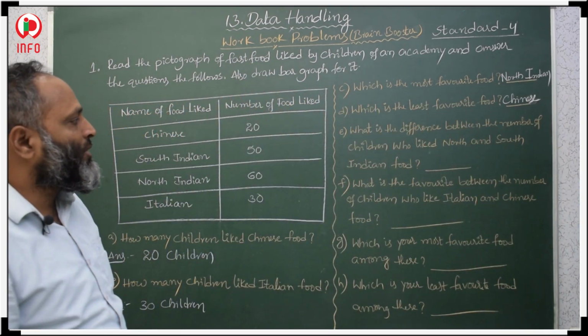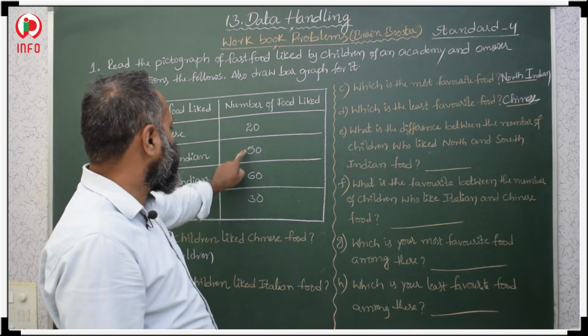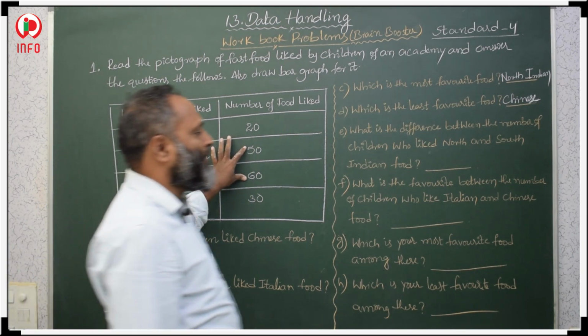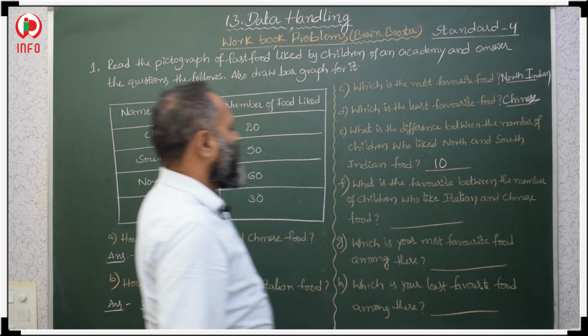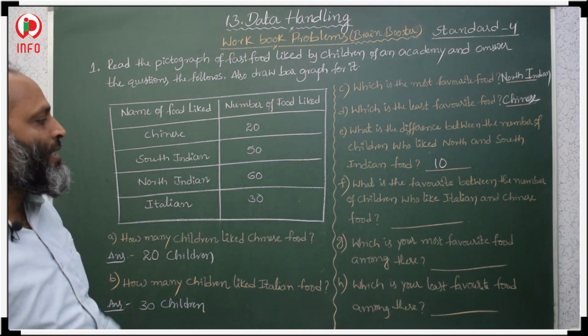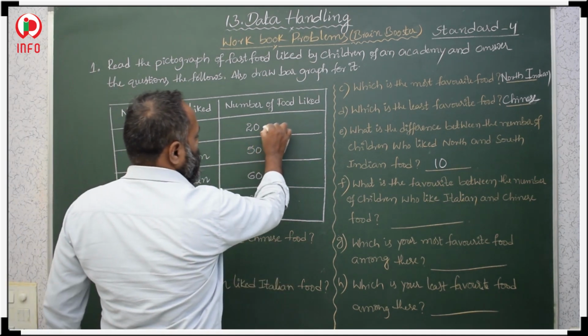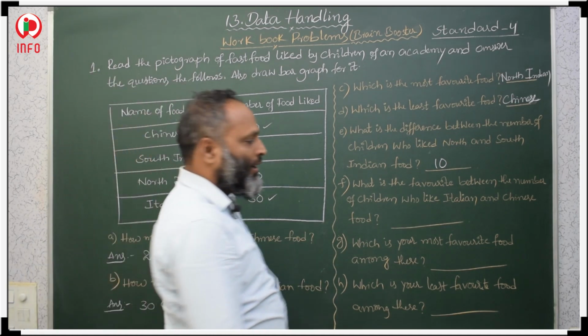What is the difference between the number of children who liked North Indian and South Indian? That is 10. Then, what is the difference between the number of children who liked Italian and Chinese? 30 minus 20, the difference is 10.